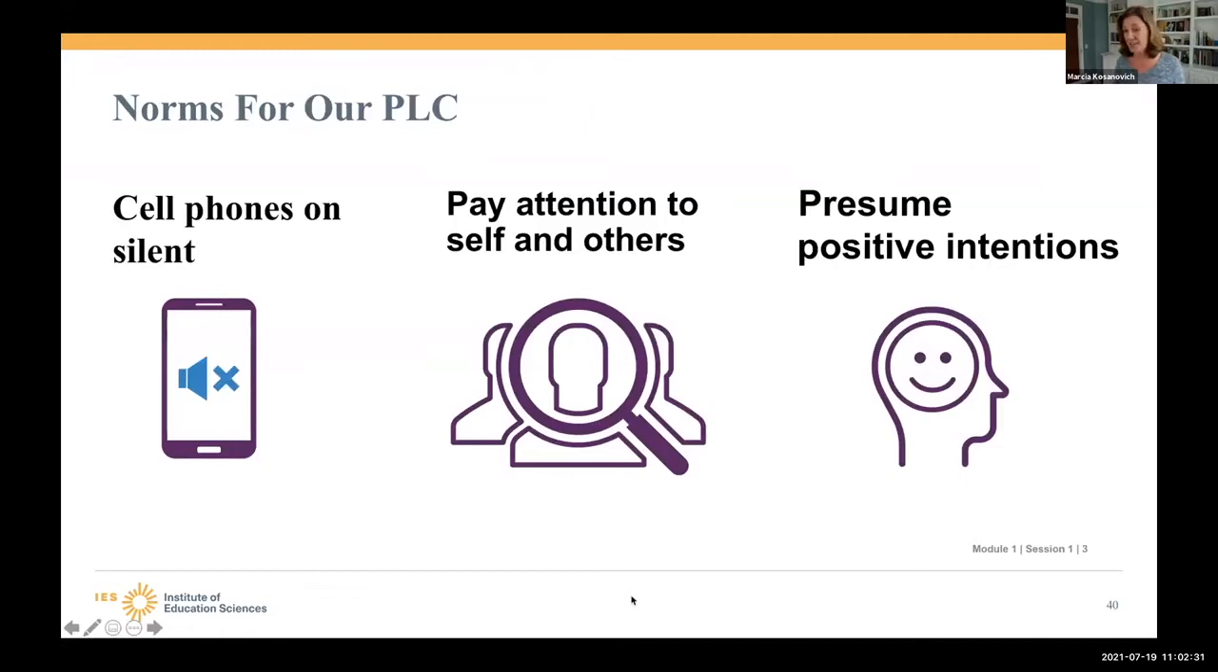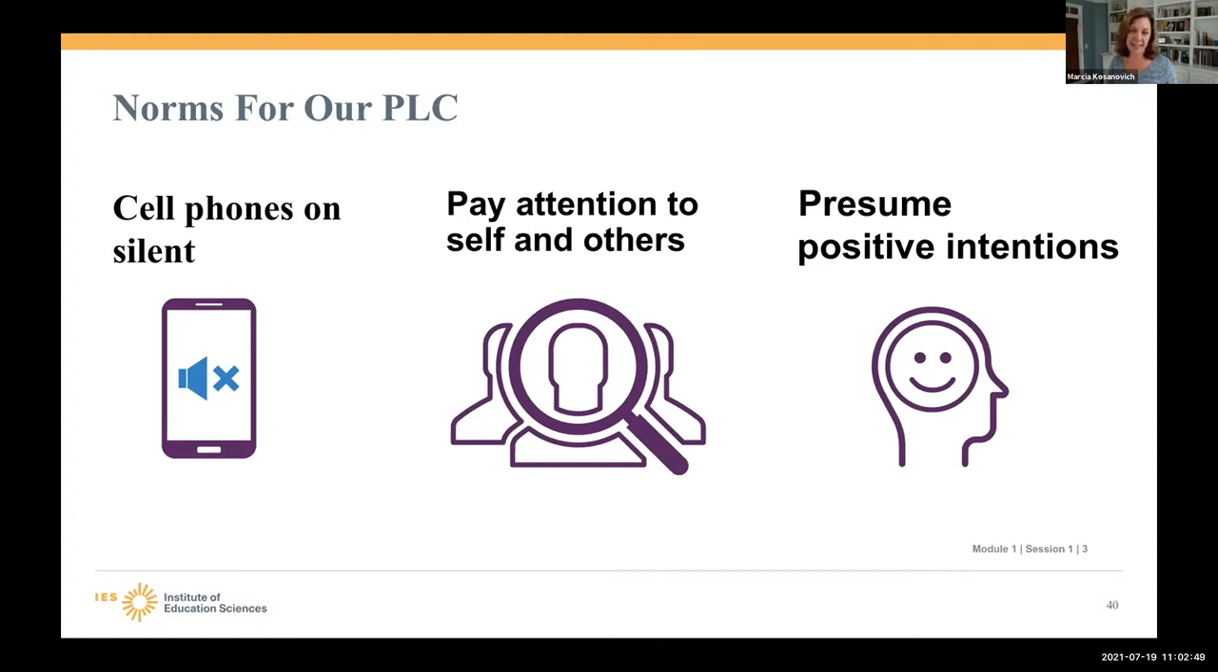The first session for each module includes the slide. You can adapt it as needed according to your context. The facilitator will say, PLCs typically have norms that the group can agree to in order to be productive. Here are 3 norms or ground rules for our way of work.